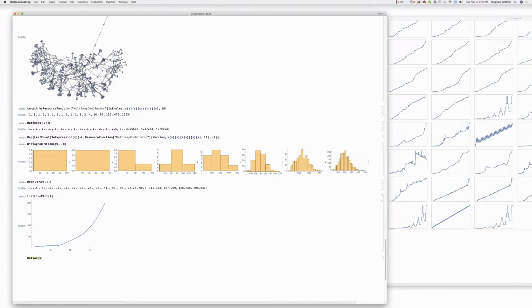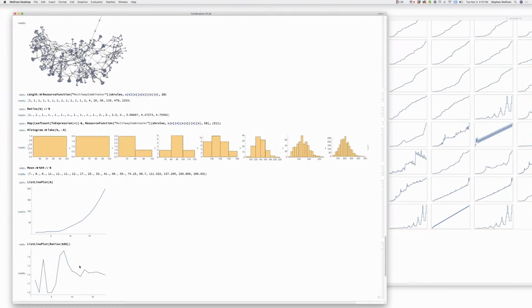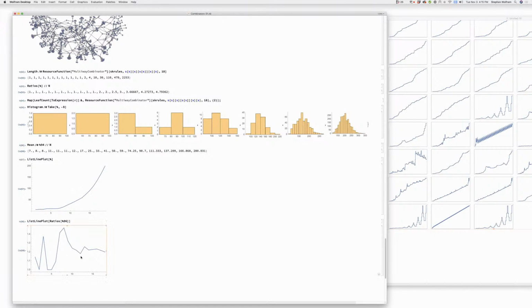So if I say ratios 96, let's see whether that ratio is increasing. Okay, that ratio is a mess, but maybe it's converging to something like 1.2. So that would mean that the average length is exponentially increasing. And so that means that the total size of the multi-way graph could increase doubly exponentially.